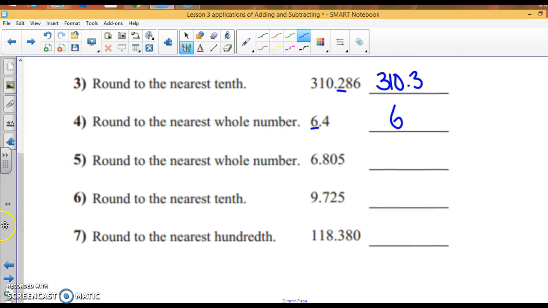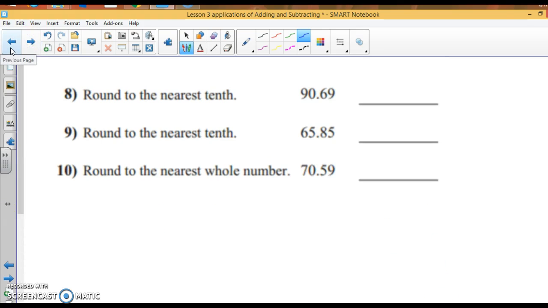Round to the nearest whole number. That's a 6. To the right of it is an 8. So 5 or above, give it a shove. Round to the nearest 10. This will round to 9.7 because that 2 means it stays the same. Round to the nearest 100. So here's the 100th spot. To the right of it is a 0, so it's going to stay the same. So 118.38. That's a quick little review on rounding.